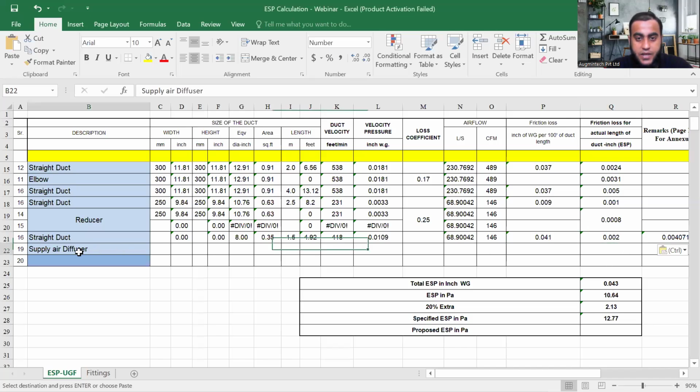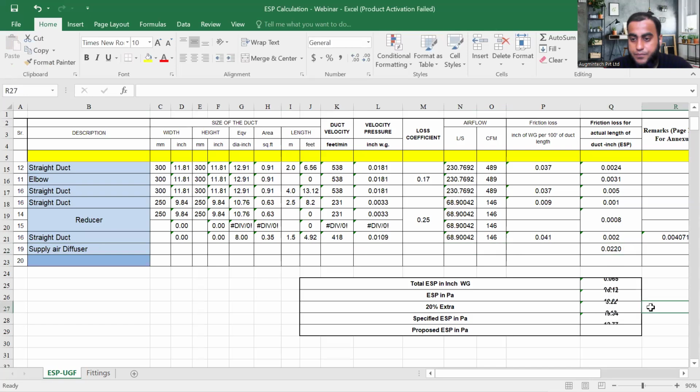0.022. So where is the supply air diffuser? Their pressure loss value directly I am writing, 0.022. Okay. As per that, see the total external static pressure value we have got in water gauge 0.065. Okay, when you add this all, you will get 0.0, and in Pascal 16.12.